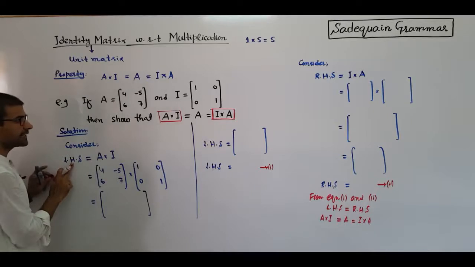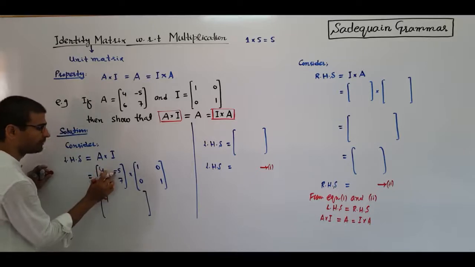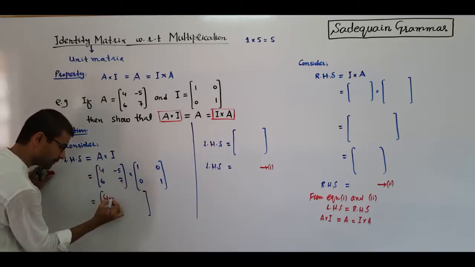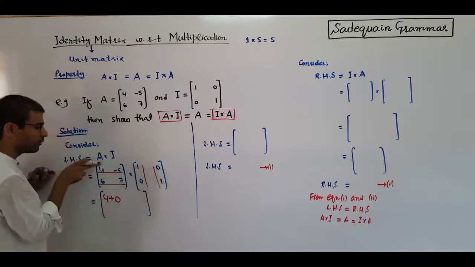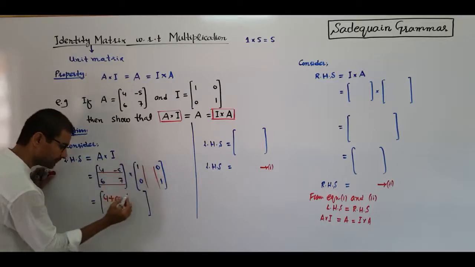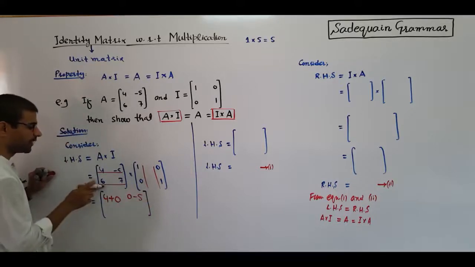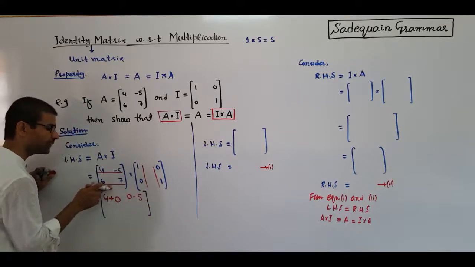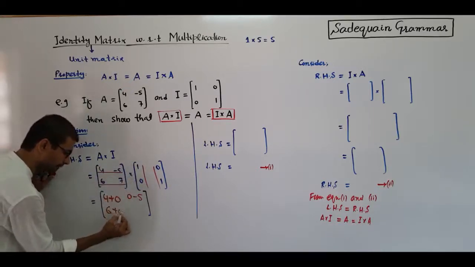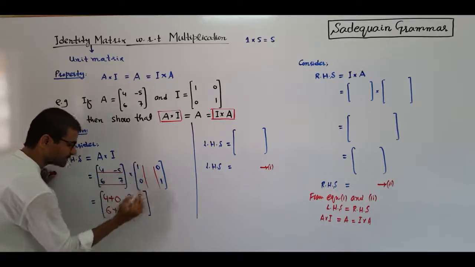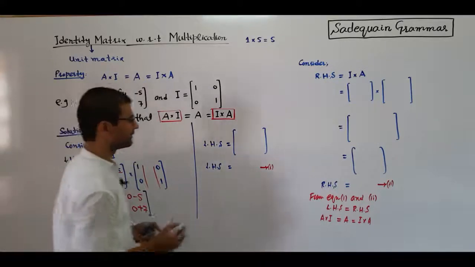So AI is the left hand side. Now multiply these two matrices. 4 ones are 4, minus 5 zeros are 0. Now multiply this row with the next column. 4 zeros are 0, minus 5 ones are minus 5. Now come to the next row and multiply it with each column of the second matrix. 6 ones are 6, 7 zeros are 0, 6 zeros are 0, 7 ones are 7.